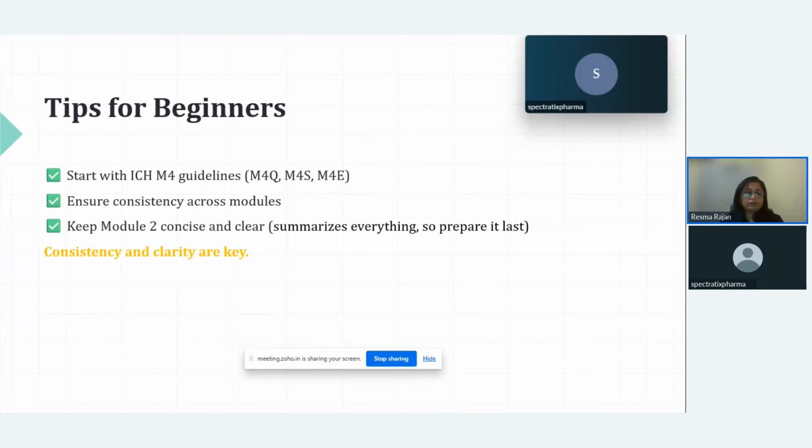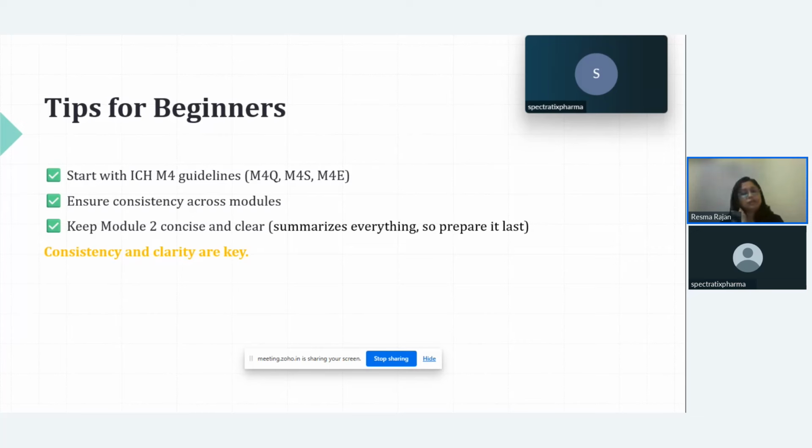So what you have to understand is, if you have given certain details about the drug product in module 2, but in the detailed section in module 3, the drug substance section, you have contradicted it, or you haven't consistently given the data, then that will be a problem. So you should have that consistency maintained throughout the documentation. And your module 2 should be concise and clear. Everything you need to summarize.